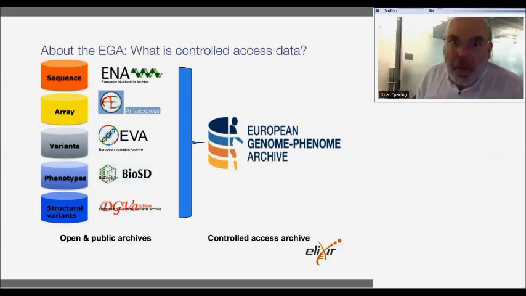So what is controlled access data? Well, you've probably heard of some of these open archives, such as ENA for sequence data, ArrayExpress for array data, EVA, BioSamples, and so on. But EGA is for controlled access, so it will take all these forms of data and control the access to them depending on who's been granted access.